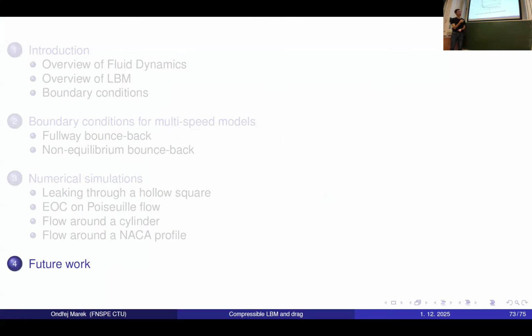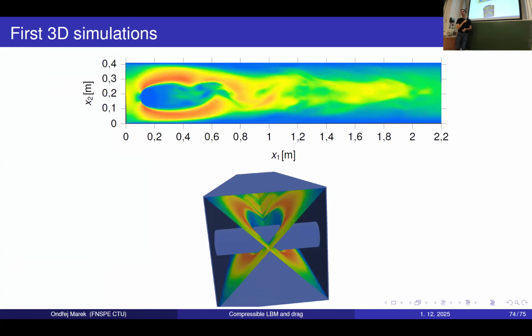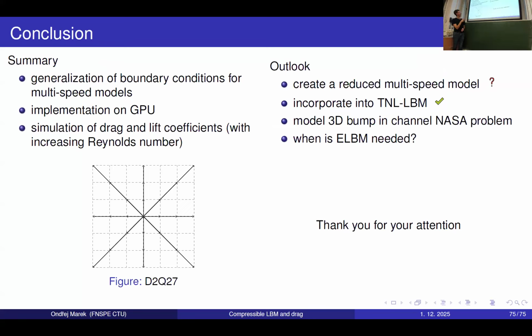So this was for the simulations of the drag profile. And lastly, what I'm working on now is extending it to 3D. So here are some of the first simulations in 3D. And in the future, I would like to try to create a reduced multi-speed model so it's faster. Because in 3D, the model D2Q49 would become D3Q343, which is gigabytes of memory even for small lattices.